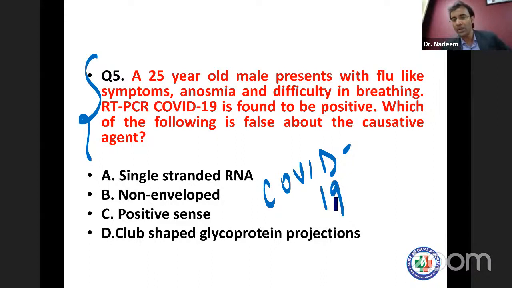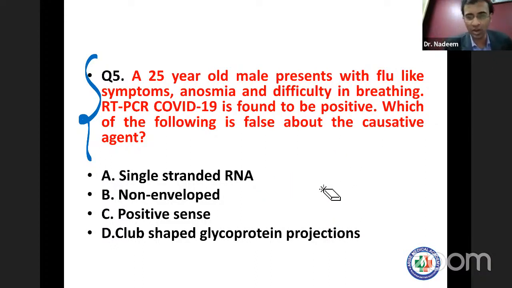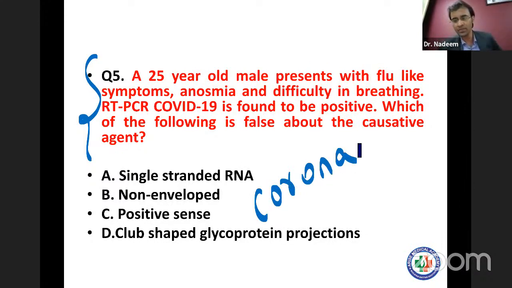This is the case of COVID-19. But now I'm asking you a question of microbiology. So if you don't know the microbiology of coronavirus, you cannot solve this question, right? So now let's solve. The coronavirus is a single-stranded RNA virus. The option can be given as RNA virus or DNA virus. Enveloped or non-enveloped. Positive sense or negative sense. Club-shaped glycoprotein projections, because of which the shape will be like a crown.